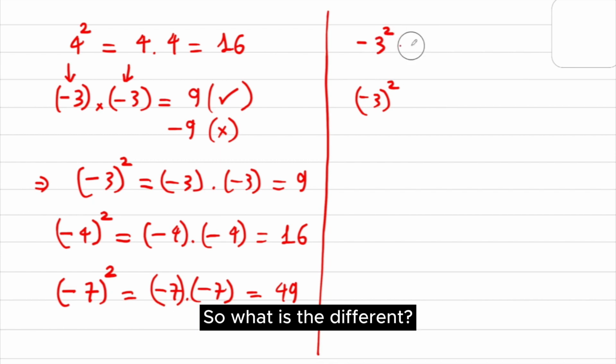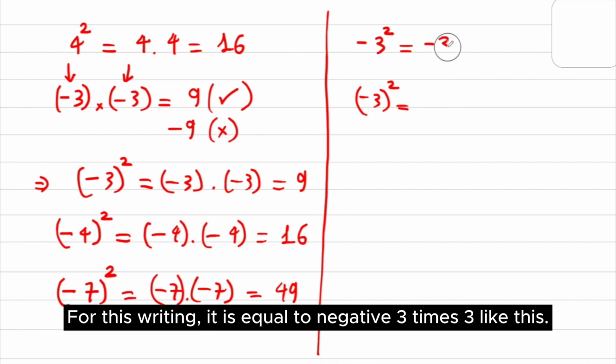So what is the difference? Explaining here: you have negative 3 square. This writing is equal to negative 3 times 3, like this.